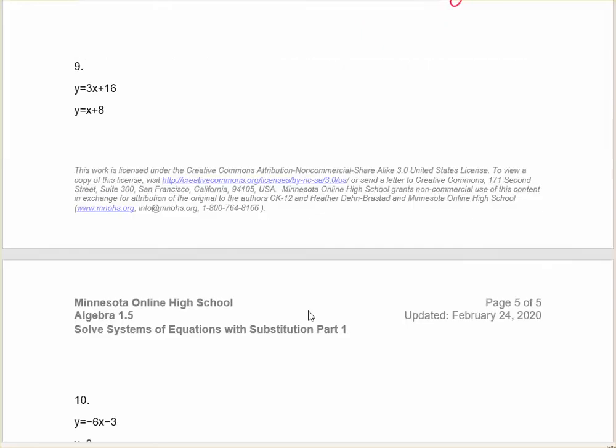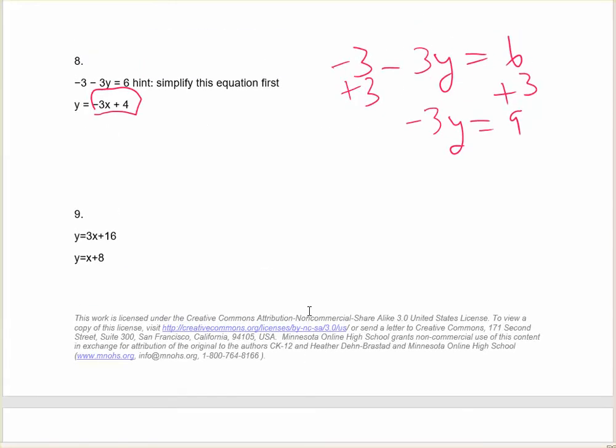Let's look at number 9. In number 9, they're both y equals. How do we pick which one to use for step 2? Step 2 says that we need y or x equal to the other stuff. It doesn't matter in this one. Let's use the second one. Let's use y equals x plus 8. So that means we go back to the first equation and we replace y with what y is equal to, which is x plus 8. And then on the other side we have 3x plus 16.